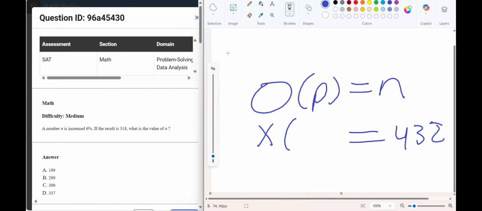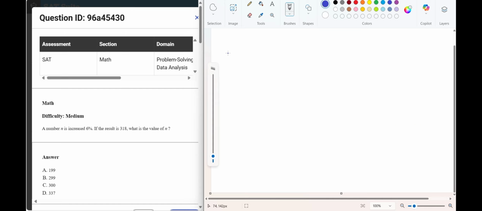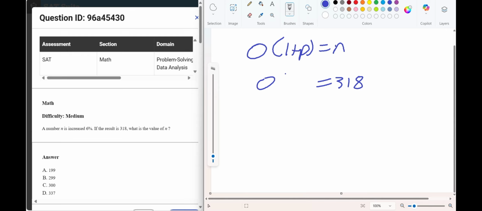Okay, let's look at our second problem. It says the number n is increased by 6%. Well, if we're increasing by 6%, we know we want to use the formula original times 1 plus p equals my new value. So the number n, which should be our original number, is increased by 6%, and that result, what we get after, is 318. So we know it's going to equal my new number, 318. So our original number, which we don't know, times 1 plus what's our percentage? 6% in this case, so we can write that as 0.06. So original times 1.06 equals my new number, which is 318.